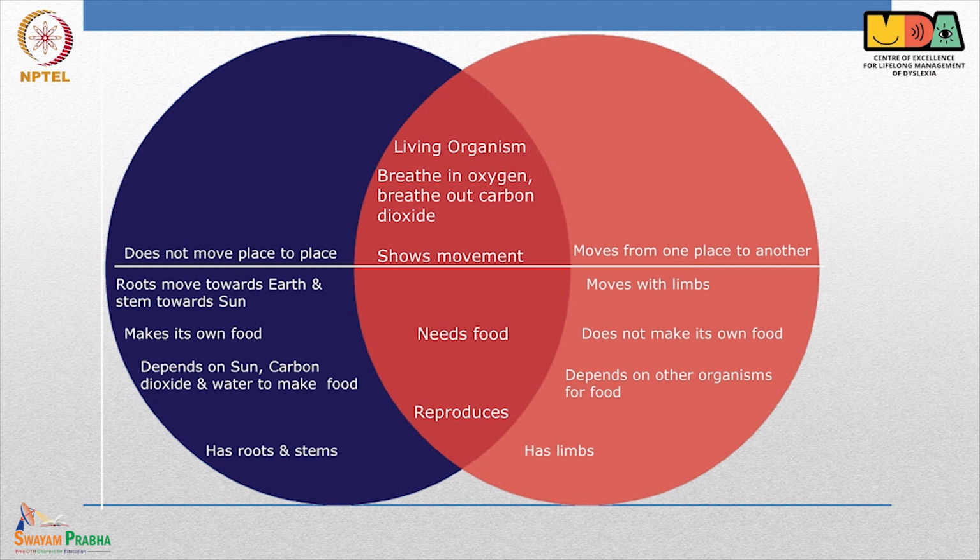Next we talk about the parts. Plants have roots, stems and leaves, and animals have limbs, but there is nothing in common, so I am not going to worry about it. And last, both of them reproduce, which is common and goes right into the common part. This is how a Venn diagram needs to be done. You will have to verbalize the Venn diagram and follow it up with writing.